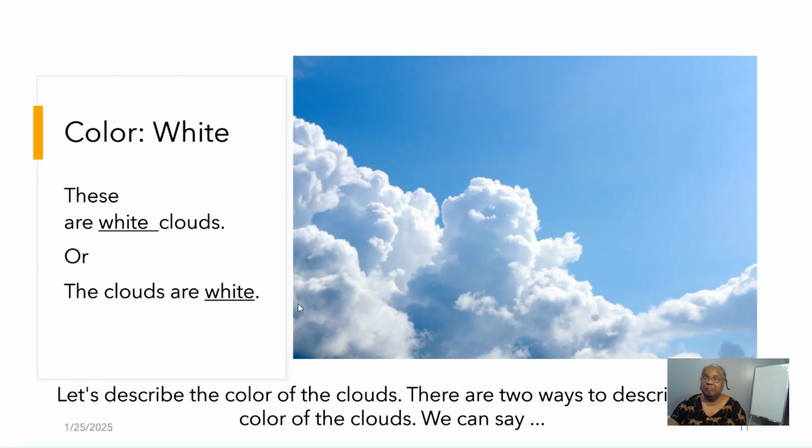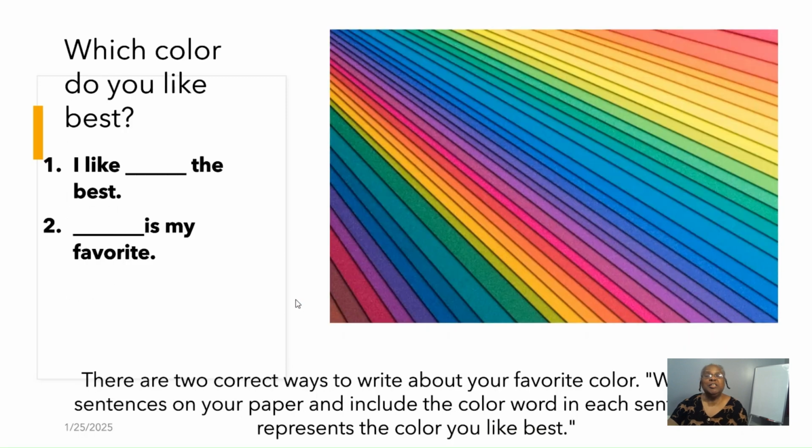Which color do you like best? There are two correct ways to write about your favorite color. You can write, I like blank the best, or you could write, blank is my favorite. Write both sentences on your paper and include the color word in each sentence that represents the color you like best.